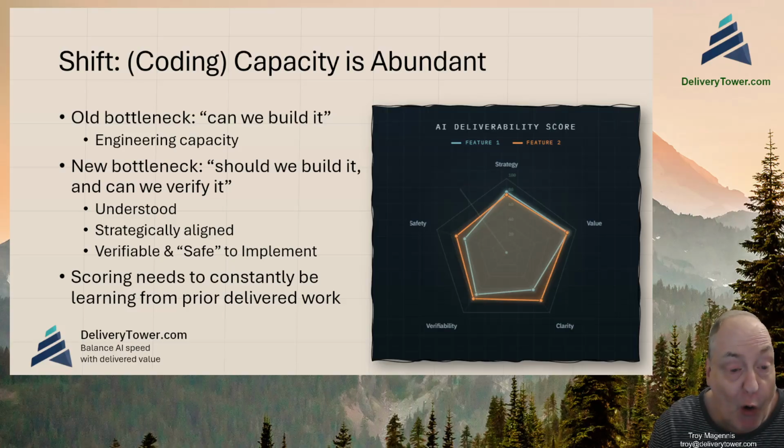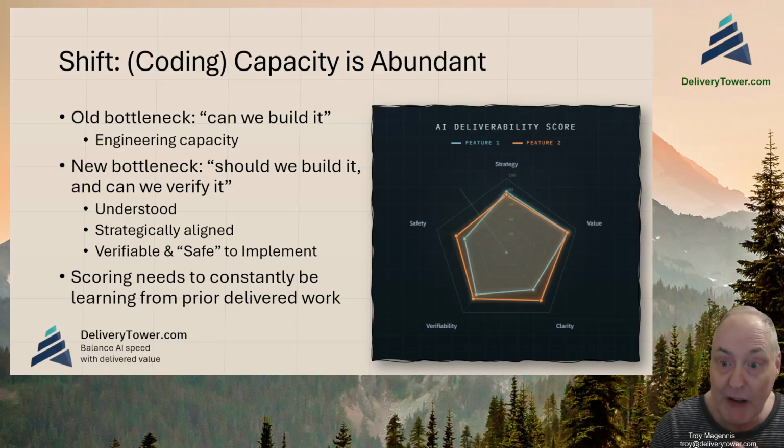Is it understood at all? If it's not understood, it doesn't matter what you hand off to AI, it's still going to be not understood and probably go off on a tangent. Is it strategic? Is it verifiable and safe to implement? Does it break some core library that's used by every part of the application? So we need to measure at the bottleneck and understand what's there.